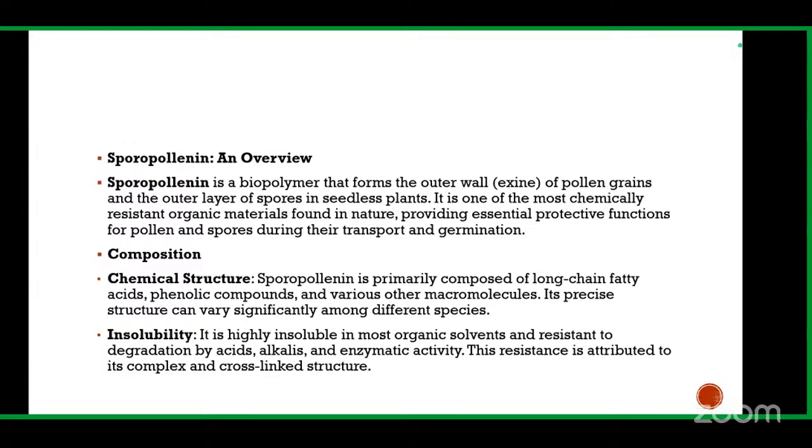Long chain fatty acids, phenolic compounds, and various other macromolecules. So insolubility: it is highly insoluble in most organic solvents and resistant to degradation by acids, alkalis, and enzymatic activities. This resistance is attributed to its complex and cross-linked structure. That's why they are resistant, more durable and long-lasting.